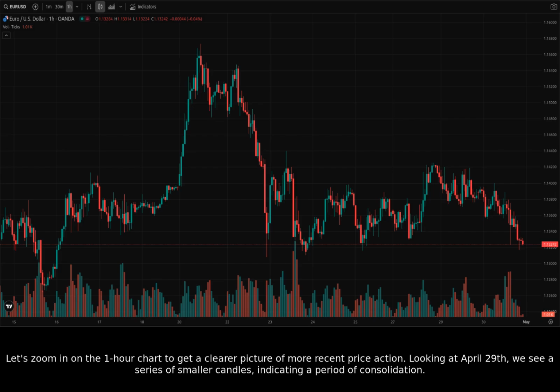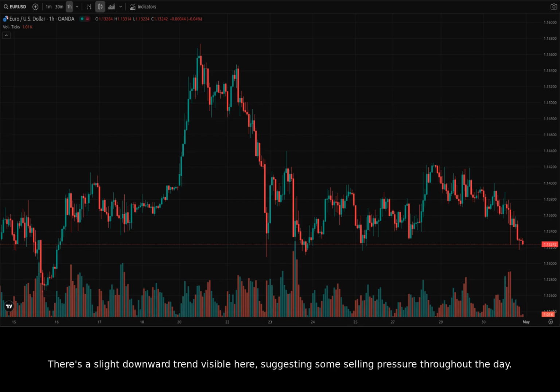Looking at April 29th, we see a series of smaller candles, indicating a period of consolidation. There's a slight downward trend visible here, suggesting some selling pressure throughout the day. Key levels to watch on the hourly chart include resistance around 1.142 and support around 1.137.